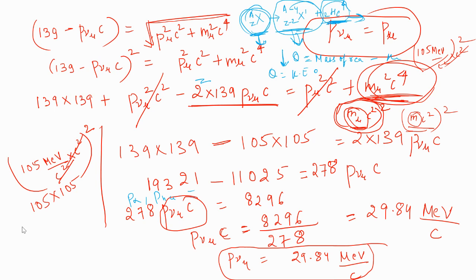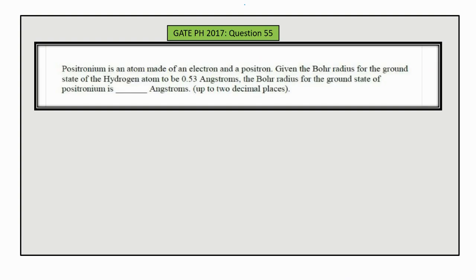You can drop your mail ID in the comment box and I'll share the notes. Okay, I'm moving to the next question. This is again GATE 2017, question number 55. This again came for 2 marks. These are very straightforward questions.